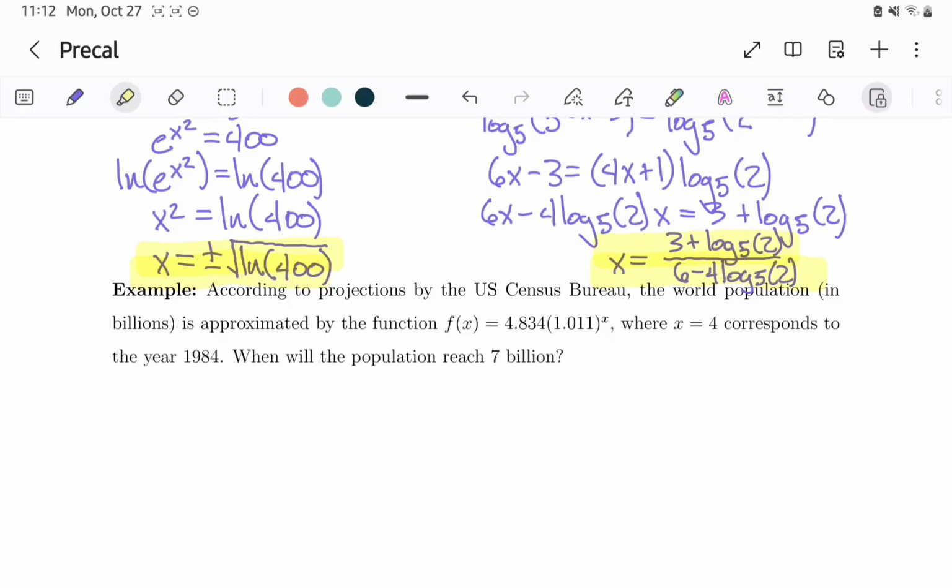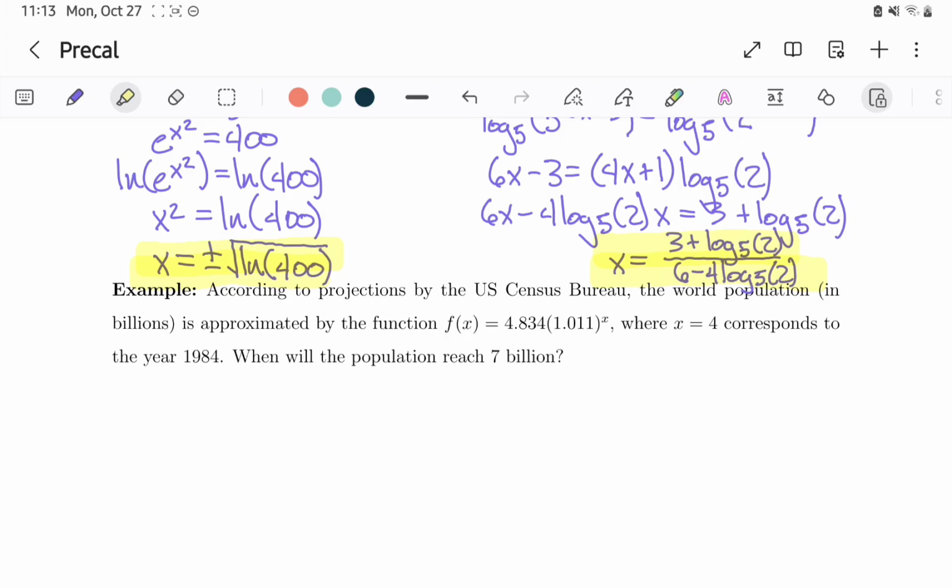All right, now we have 2 word problems. So for our first word problem, it says that according to projections by the US Census Bureau, the world population in billions is approximated by the function f of x equals 4.834 times 1.011 to the x, where x equals 4 corresponds to the year 1984. So x is just counting the years after 1980. And then we're asked, when will the population reach 7 billion?